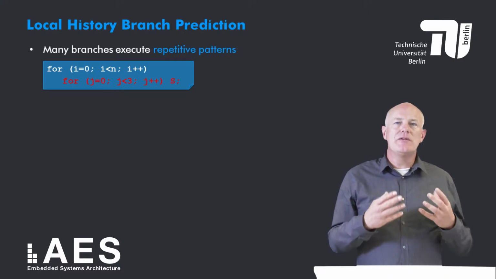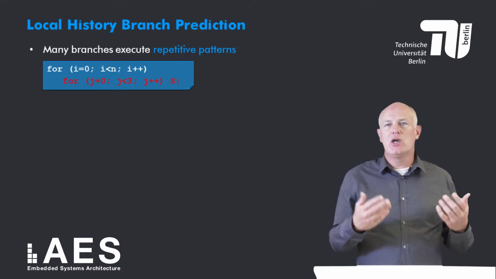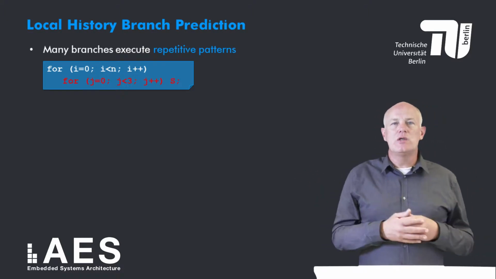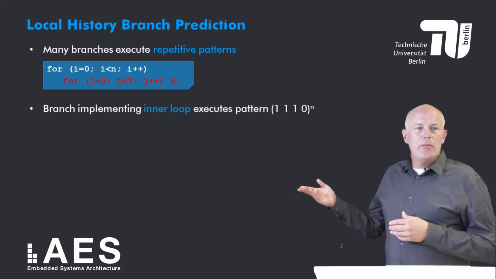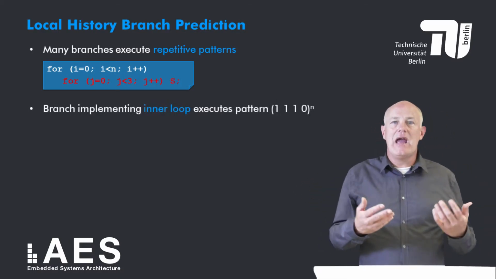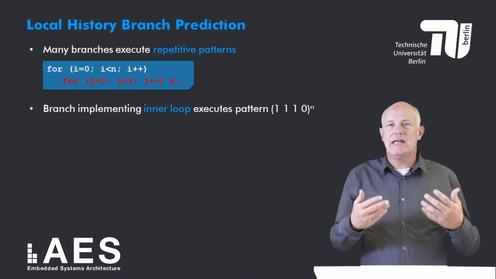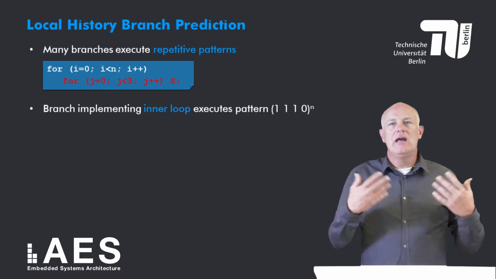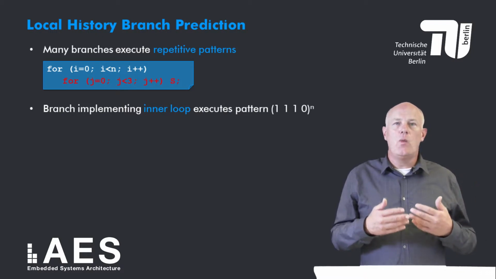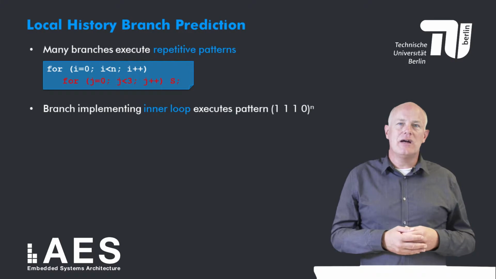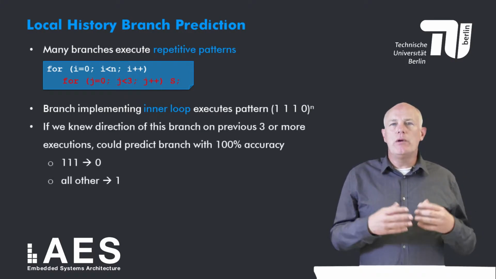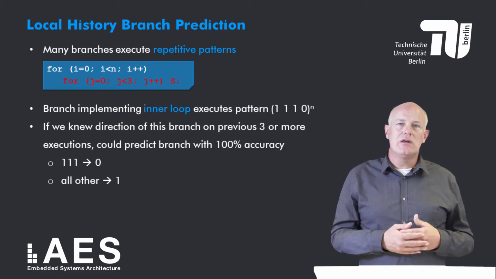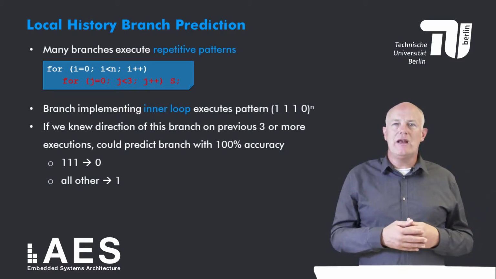It is based on the observation that many branches execute repetitive patterns. Consider, for example, the inner loop in this code snippet highlighted in red. The branch implementing the inner loop has the behavior taken, taken, taken, not taken, and this behavior is repeated n times. In other words, its behavior is 1, 1, 1, 0, repeated n times. This behavior is so predictable that if we know the direction the branch has taken the previous 3 times it was executed, we can predict it with 100% accuracy.